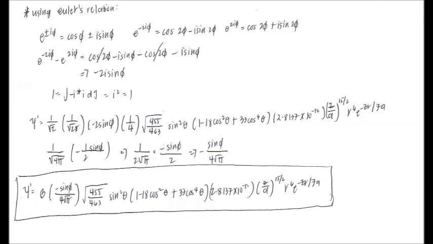Yan. So, the value of eigenfunction of 7I orbital given ml equals -2 and ms -1/2 is psi is equal to beta times negative sine 2 phi over 4 square root of pi times square root of 455 over 463 times sine squared theta times 1 minus 18 cosine squared theta plus 33 cosine to the 4th theta times 2.8137 times 10 raised to negative 10 times z over a raised to 15 over 2 times r raised to 6 times e raised to negative zr over 7a.